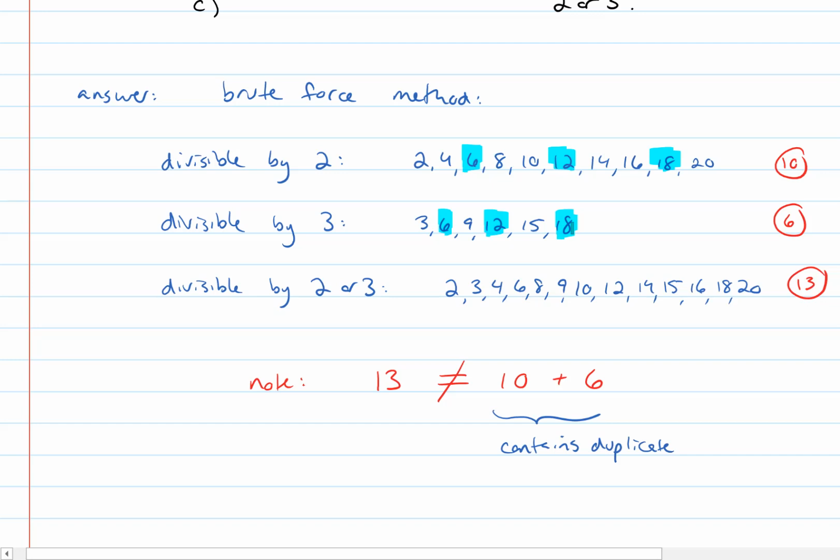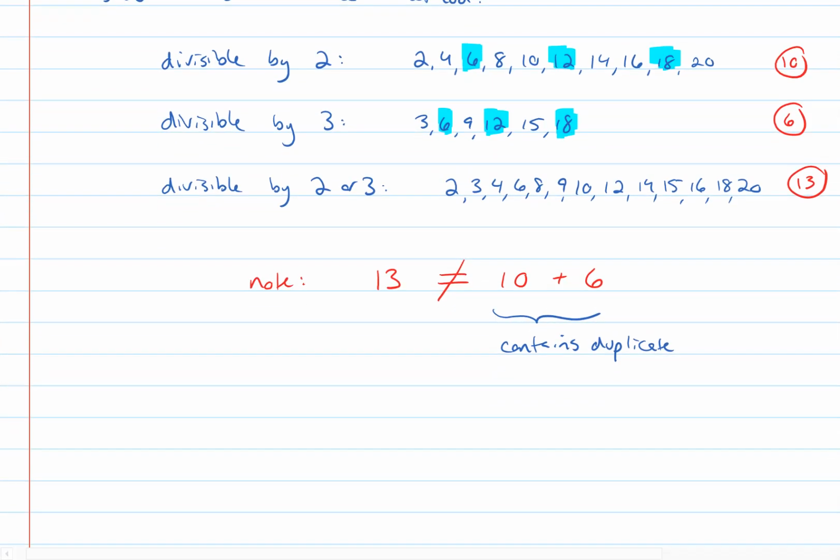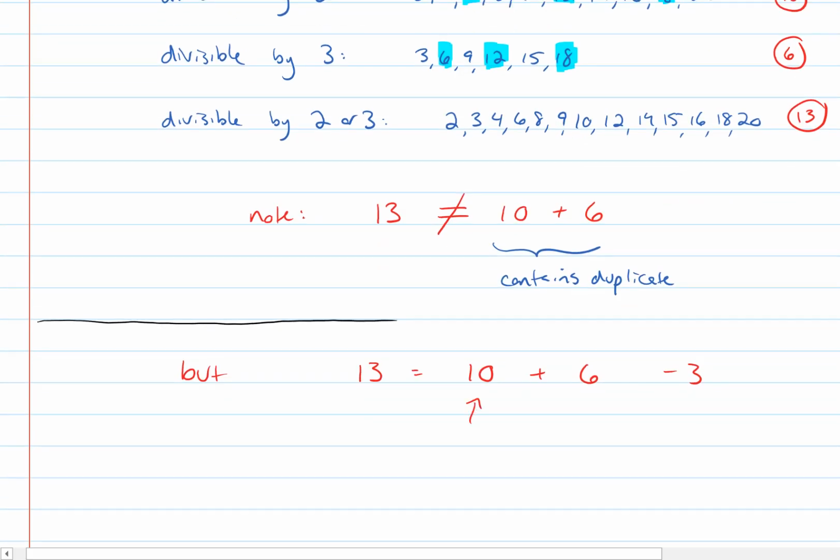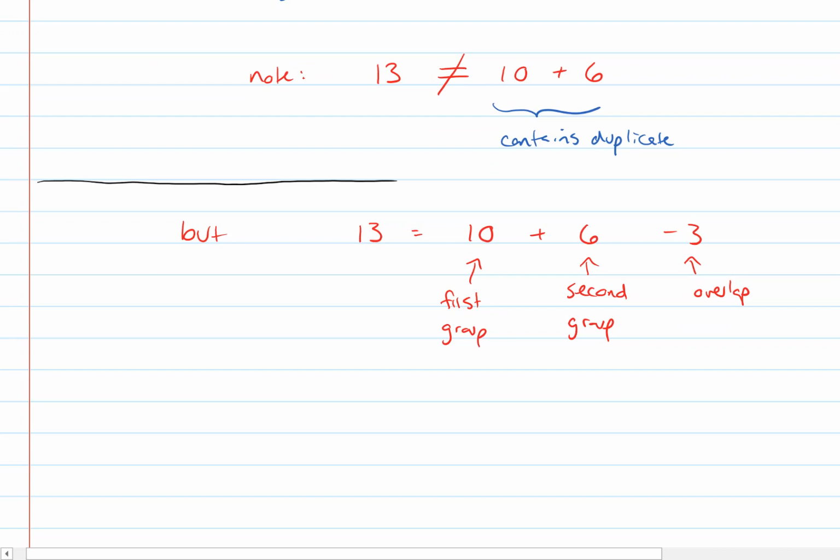And so if you think about it, let's draw the line here for our new content. What we can say is that 13 is equal to 10 plus 6 minus 3. In other words, the first group plus the second group, it looks like I can't spell second today, minus the overlap. And this brings us to the addition rule.